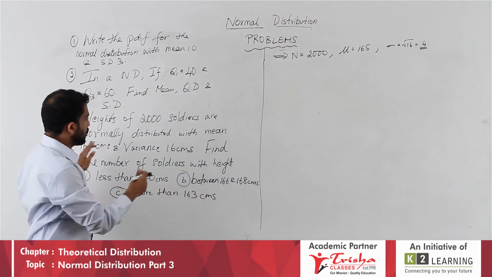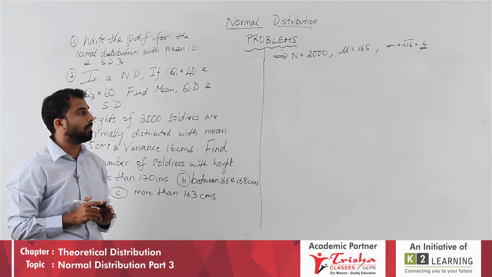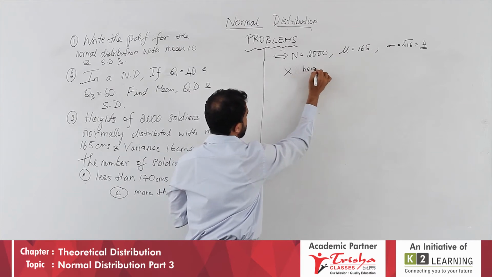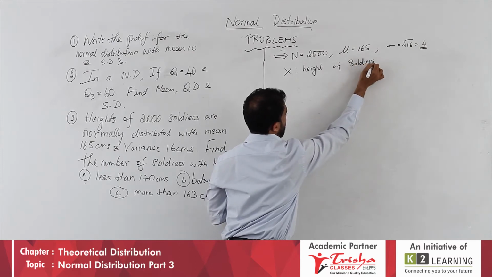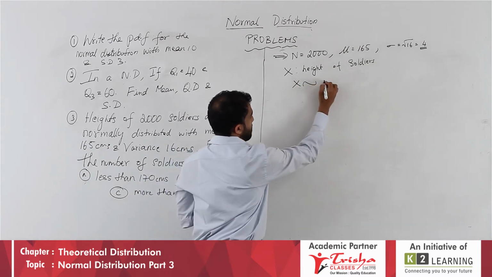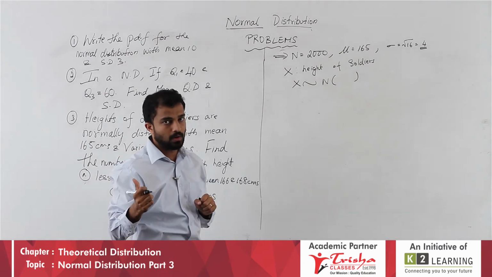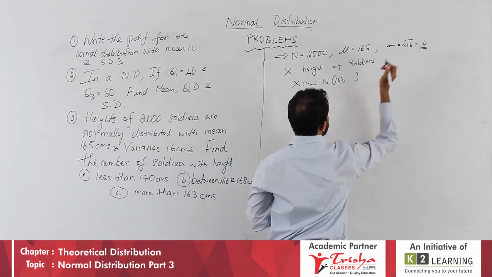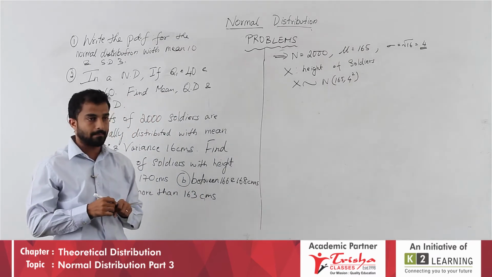Now, they have given to us that the data is normally distributed. Since it is given normally distributed, we will write that X, which is height of soldiers, follows normal distribution. And what are the parameters of normal distribution? Mu and sigma squared, which is 165, and sigma squared is 4 squared.